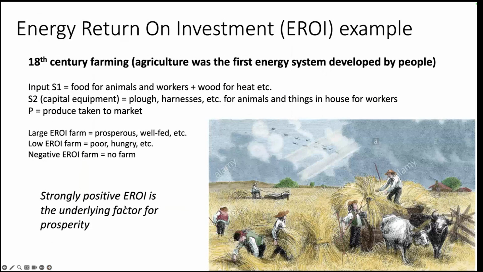All right. So your book goes through an energy return on investment example of something that we can understand pretty easily. So imagine 18th century farming. Here we've got a nice farm. We're collecting, looks like hay for the barn. And this was obviously the first energy system that was developed by people. We've got an input of S1 for food, animals and workers, and wood for heat, etc. And S2 is going to be our plows, harnesses, etc. for animals and things in the house for workers. And P is the produce taken to market. So a farm with a large EROI is going to be prosperous, well-fed, etc. And a low EROI farm will be poor and hungry. And a negative EROI farm will be no farm because it won't last very long. So anytime we're thinking about prosperity, we're really thinking about how do we get a strongly positive EROI.